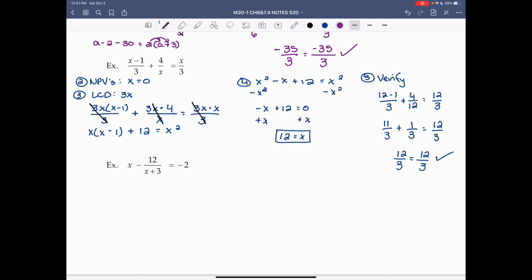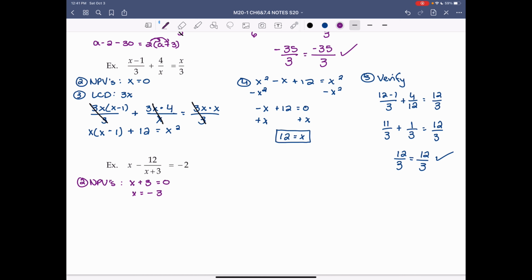x minus 12 over x plus 3 equals negative 2. Step 1, factor. There's no factoring again. Step 2, NPVs. We have x plus 3 on the bottom of a fraction. When is that equal to 0? When x equals negative 3.